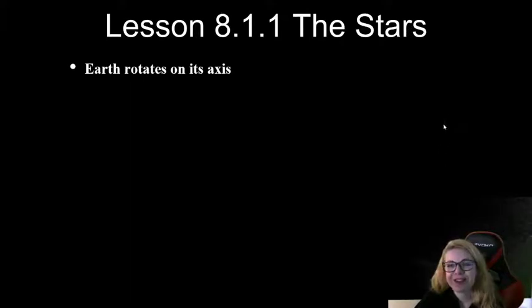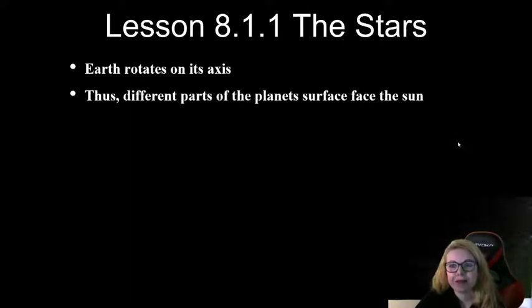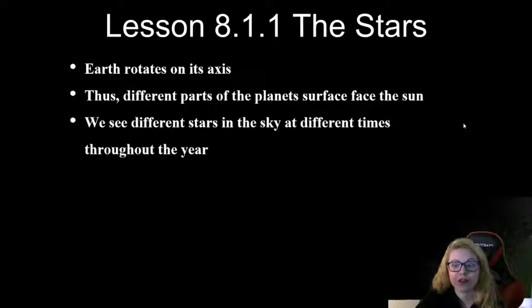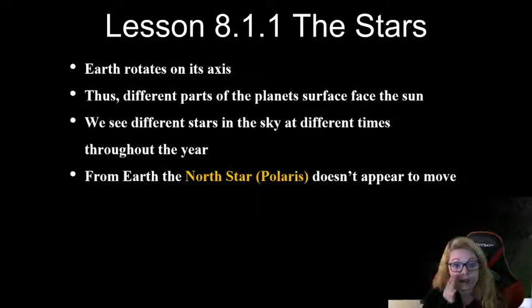And so you guys already know that Earth rotates on its axis, and that different parts of the planet's surface face the sun. We just said that, right? Because we're rotating, different parts are going to face the sun at different times of the year. And so we see different stars in the sky at different times throughout the year. I mean, it's easy to look up and think that most of the stars up there are the same stars that were there 4 months ago, but we know that we are rotating, and so that's not true.